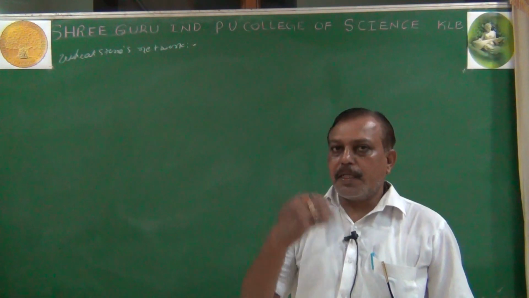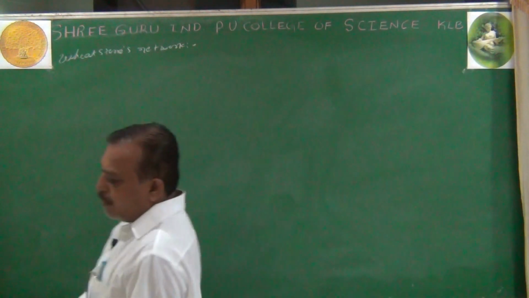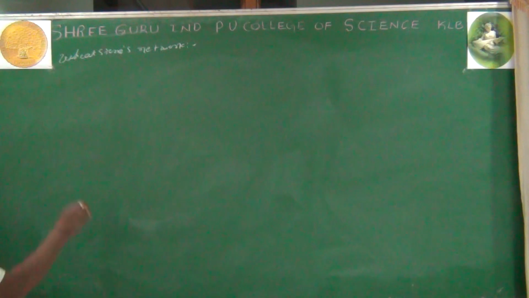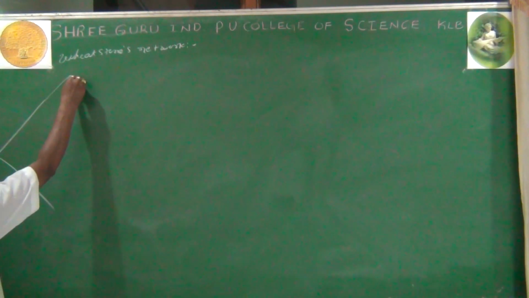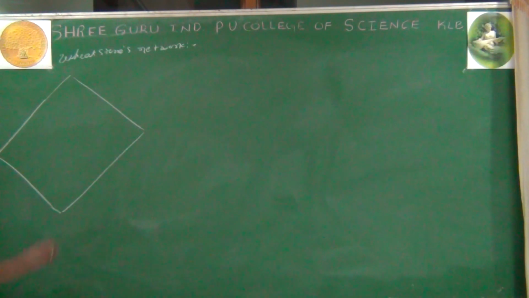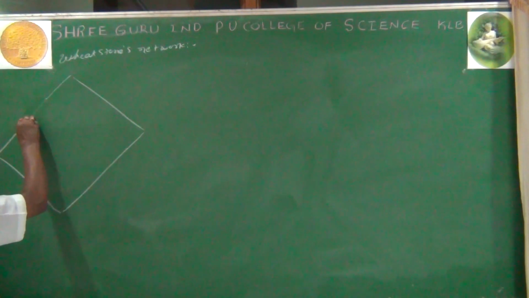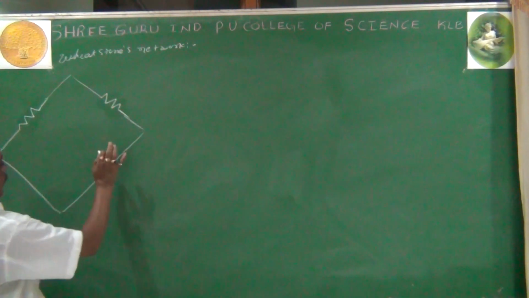Then we go for the circuit diagram. What does the Wheatstone network consist of? The Wheatstone network consists of simply a quadrilateral, a four-sided figure, and each arm of the quadrilateral has a resistance. How many resistances? 4 resistances. Are you getting the point?